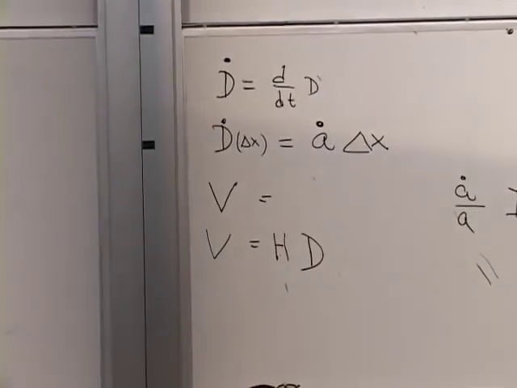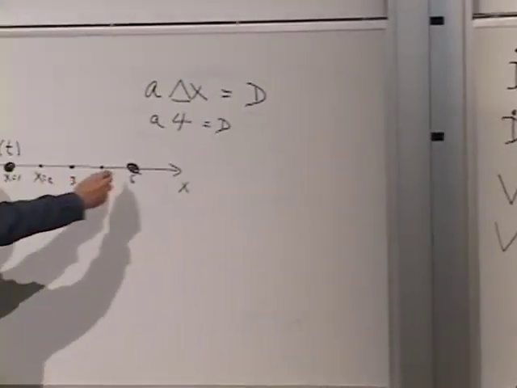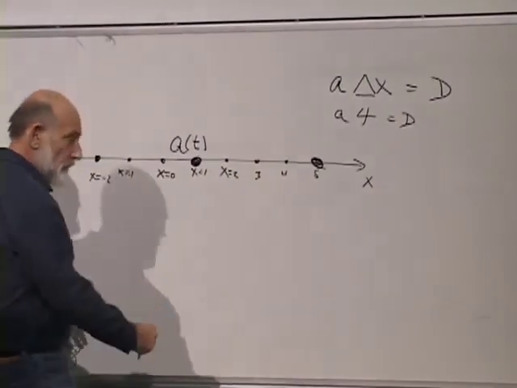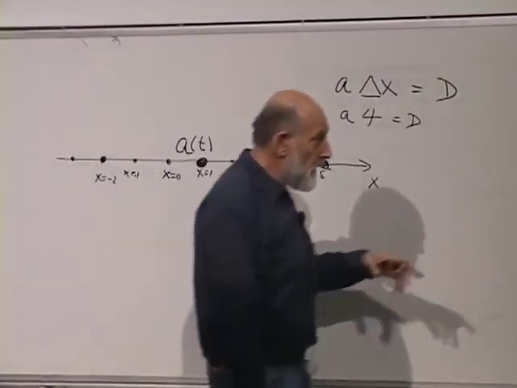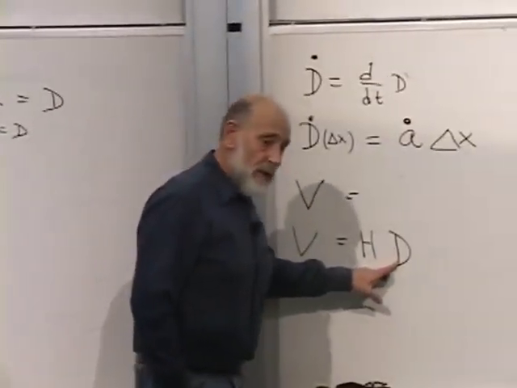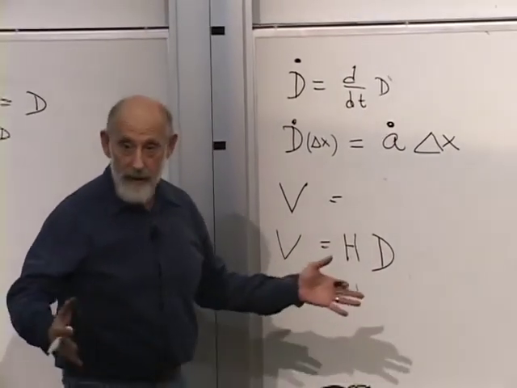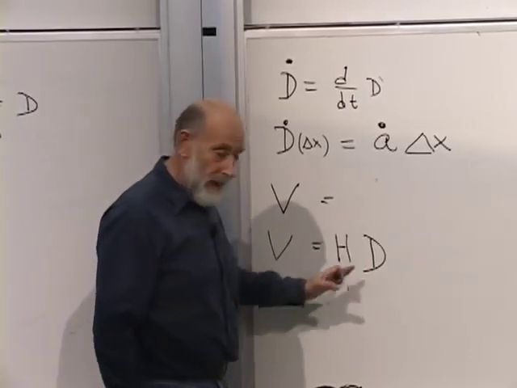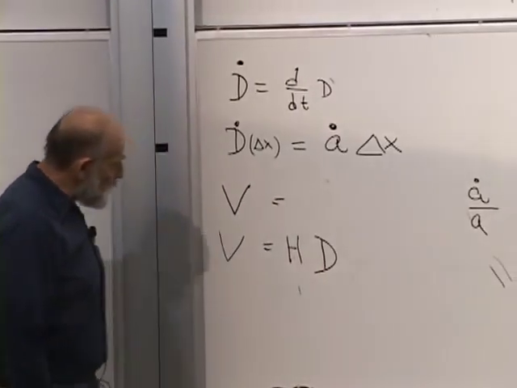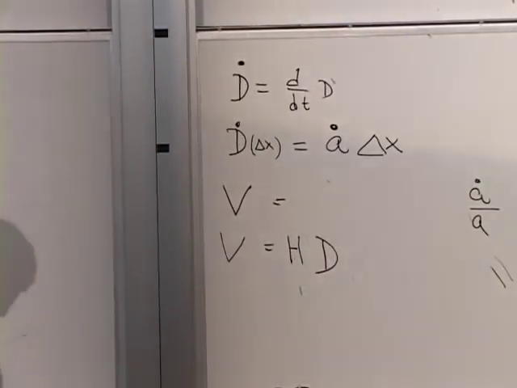It simply says the further apart two galaxies are, by that I mean further apart in real distance, the faster they will be moving apart. I say apart, but again, I could be more talking about coming together. And the factor of proportionality is the Hubble constant.